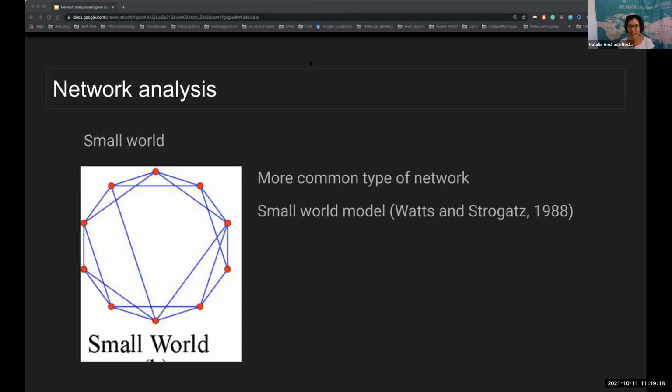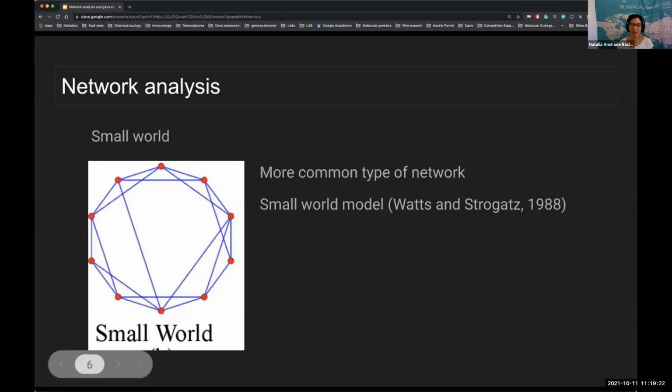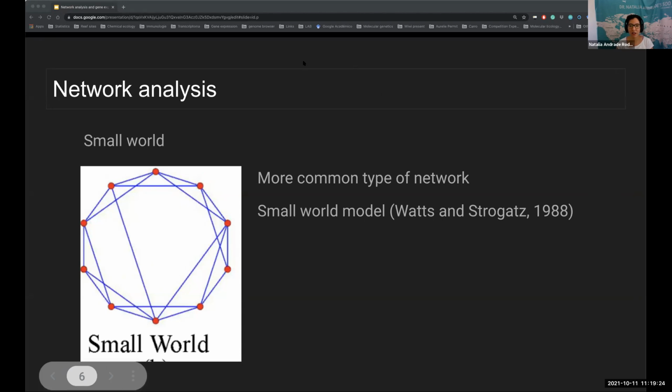Basically, most of the natural elements in the world, I don't know if natural is the correct term, if you try to build a connection between them, will be connected through a small world network.